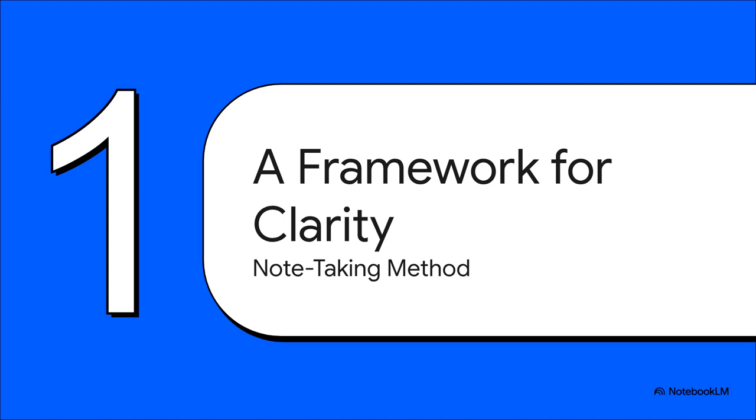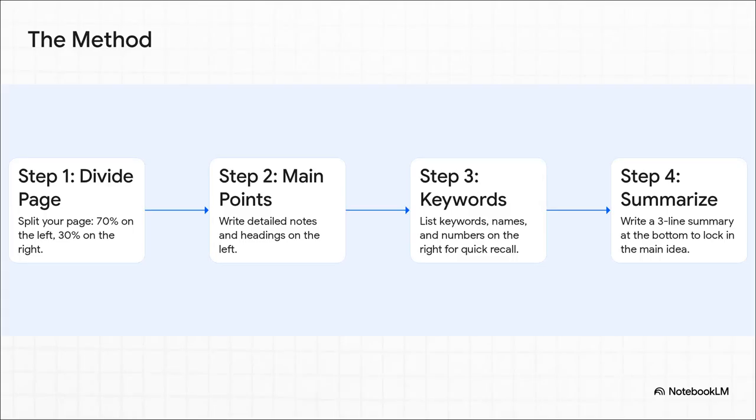First things first, we need a system. This isn't just about reading. It's about processing information effectively. Think of this as our secret weapon for turning all that chaos into clean, easy-to-revise notes. And you know what? It's beautifully simple. You start by writing the topic name, nice and clear, at the top of your page.